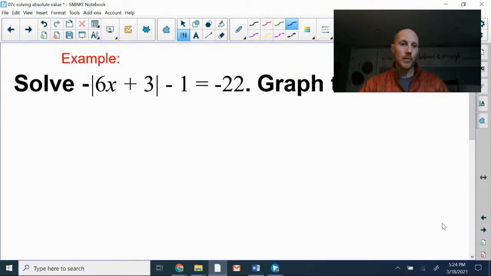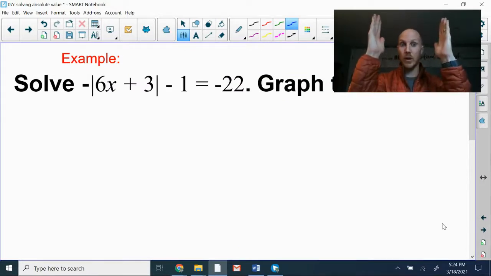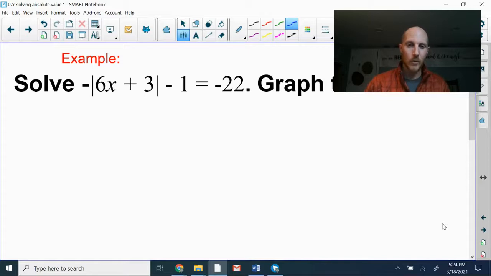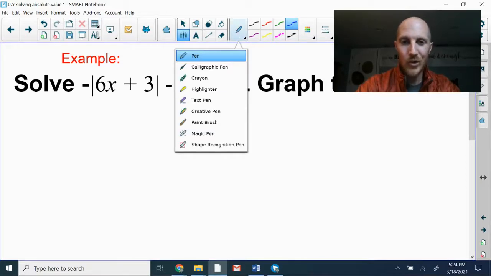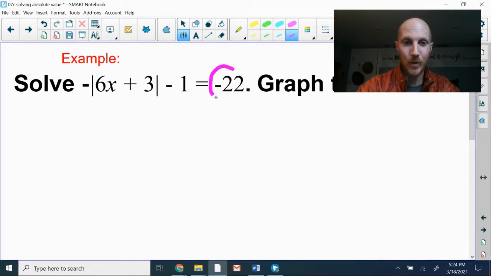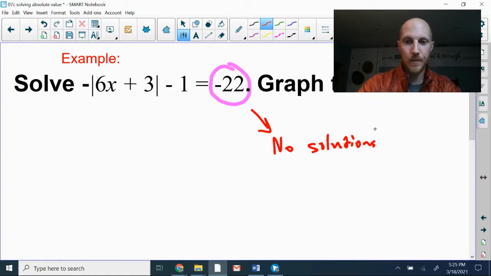All right, next example: negative absolute value of 6x plus 3 minus 1 equals negative 22. Based on what we just saw on the last problem, we may be tempted to say, oh look, it equals a negative number, I think that means there's no solution. That means you were paying attention. That's awesome. Nice job. But we're not going to jump the gun here. We don't want to jump to any conclusions. Maybe it means there's no solution, but we need to make sure first. So possibly this is no solution. I'm going to put a big question mark on that.